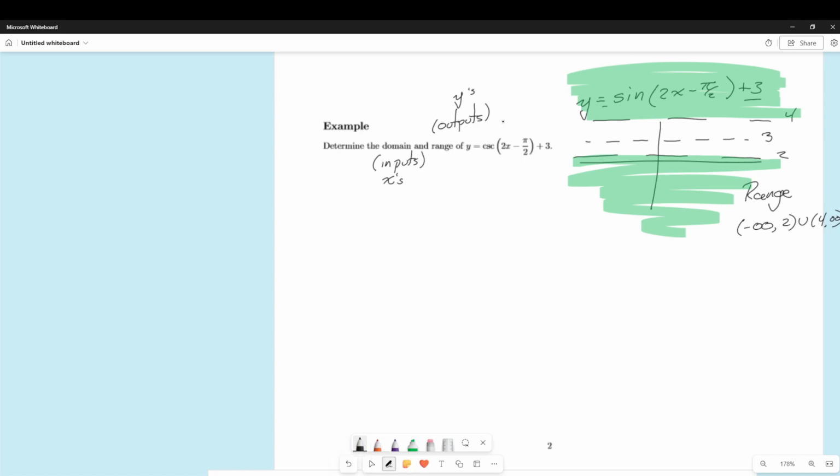To find our domain, we've got to figure out where those asymptotes are. So we have to go a little further, but our natural period for sine is 2 pi divided by that compression factor, 2. So our period is going to be pi. And our phase shift is going to be that positive pi over 2, but divided by our compression factor of 2, so pi over 4.